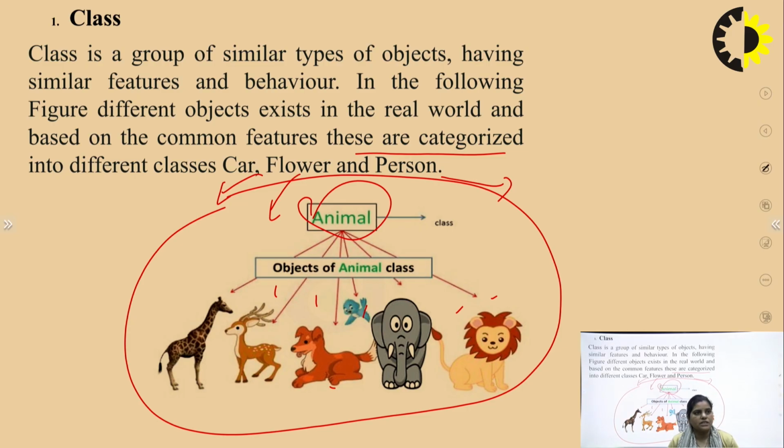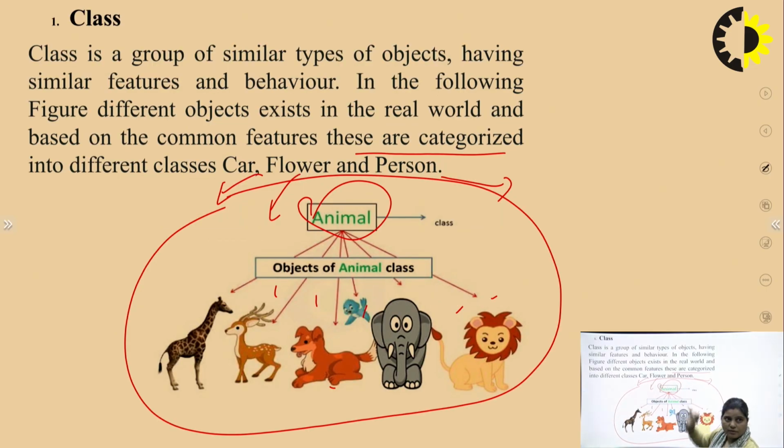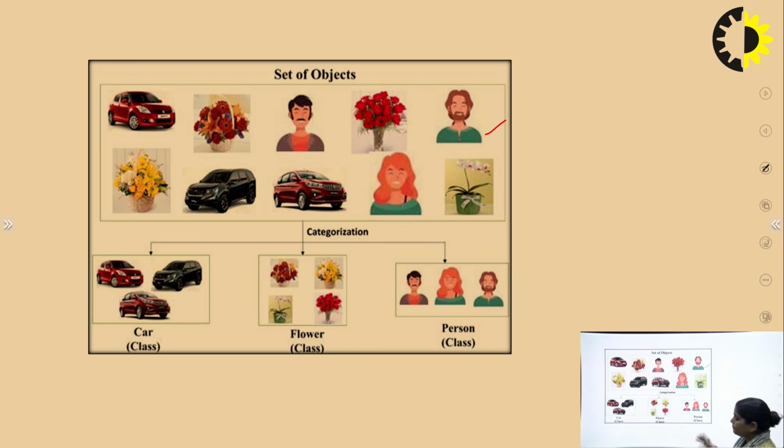Based on their common features and behaviors we can categorize the objects. Here also a set of objects is given, as I discussed in the earlier example, and car, flower and person are the classes. From that given set of objects we are going to identify the objects belonging to the classes car, flower and person. We are not doing a complex task. It is a simple task: a set of objects is given and we are categorizing the objects into classes based on their behaviors, characteristics or attributes.